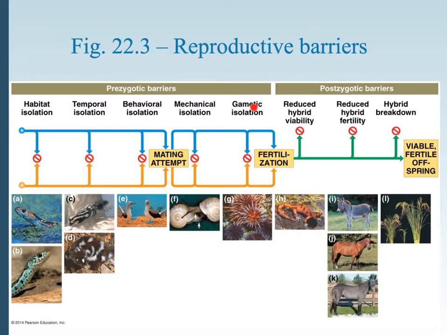We have mechanical and gametic isolation. This prevents, if mating does attempt, or if the organisms attempt mating, this is what prevents fertilization. And then if fertilization takes place, that's when we get into that postzygotic barrier. So habitat selection, we live in two different places. Garter snake's a great example of that. This one is terrestrial and this one is aquatic. Very similar species, but because they live in two different places, they wouldn't come across each other.